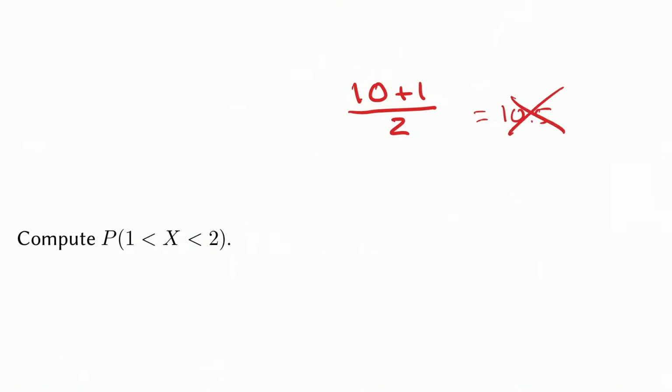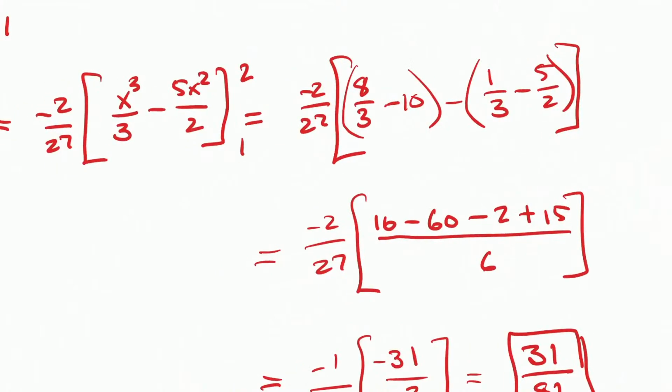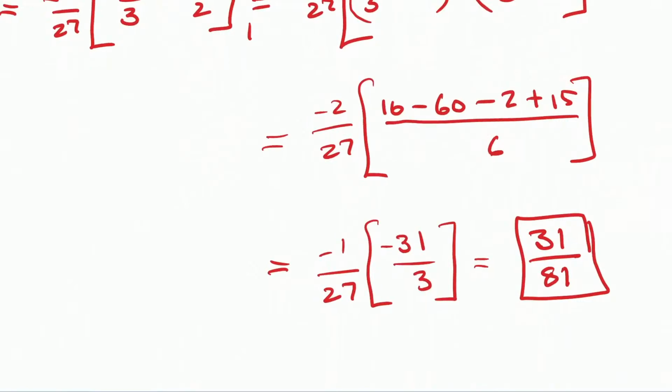But a lot of people on their calculators get 10.5 because they punch in 10 plus 1 over 2 instead of parentheses 10 plus 1, over 2. So yeah, it's dangerous using your calculator with all this stuff. But anyway, when we get down here, it's 31/81.